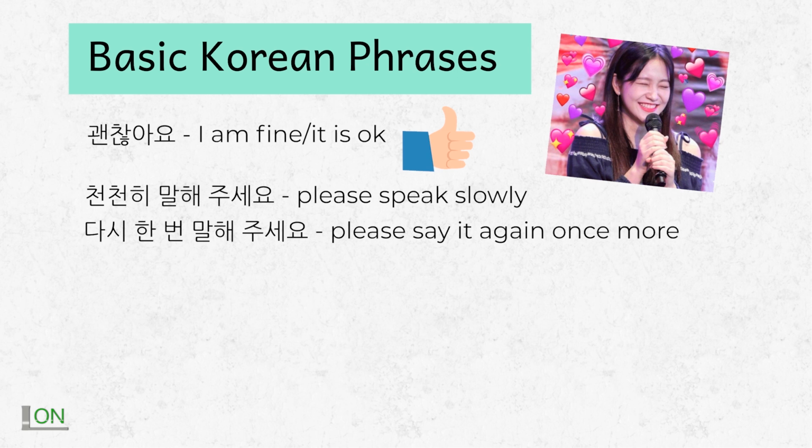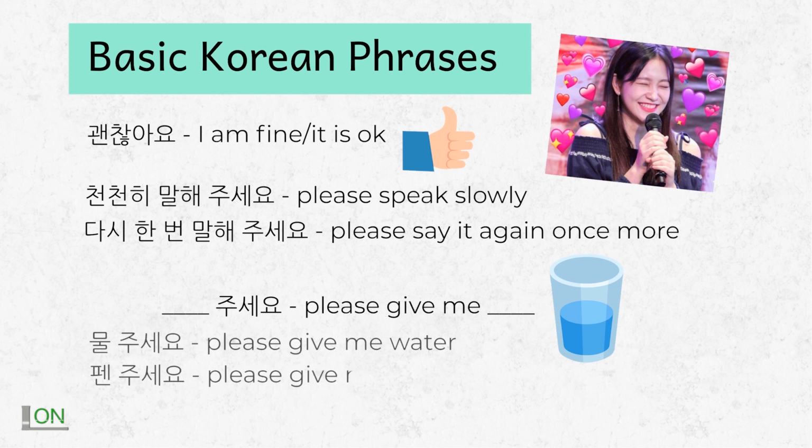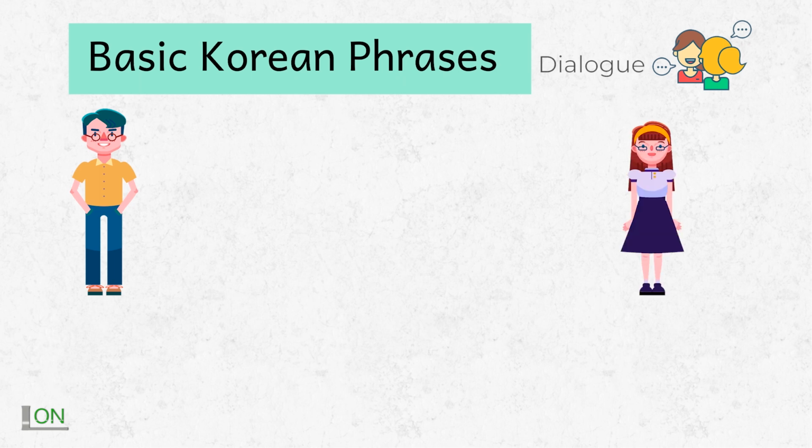And now let's look at some really useful phrase. So you put some noun, and then after a noun, you put 주세요. It will mean please give me that noun. For example, 물 주세요. Please give me water. Pen 주세요. Please give me pen. Now let's look at some dialogue between Andy and Julia.